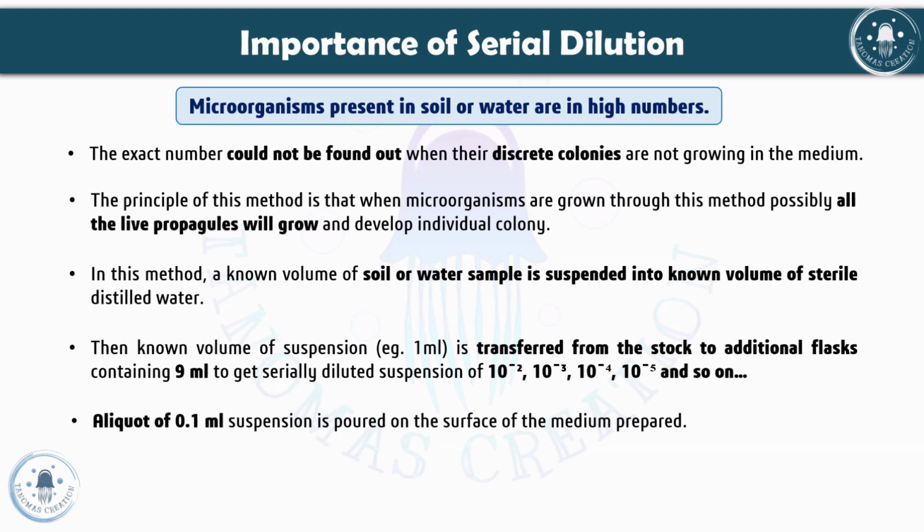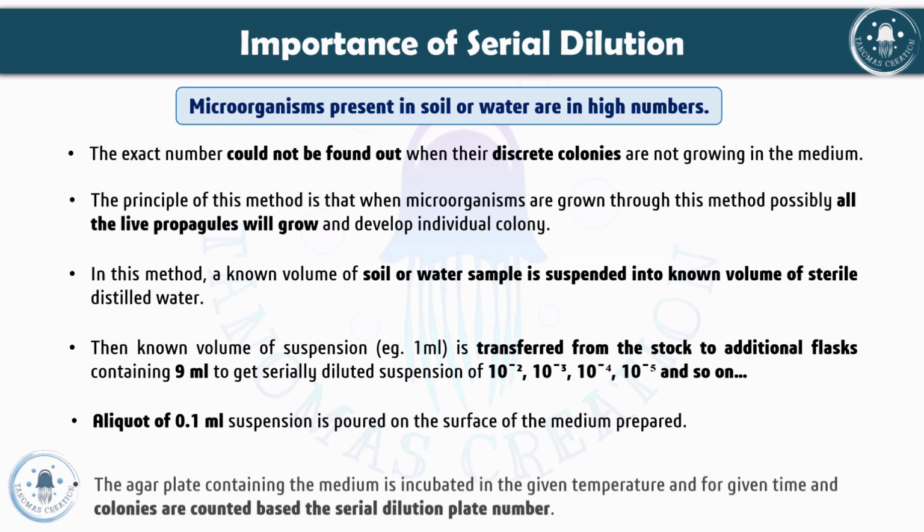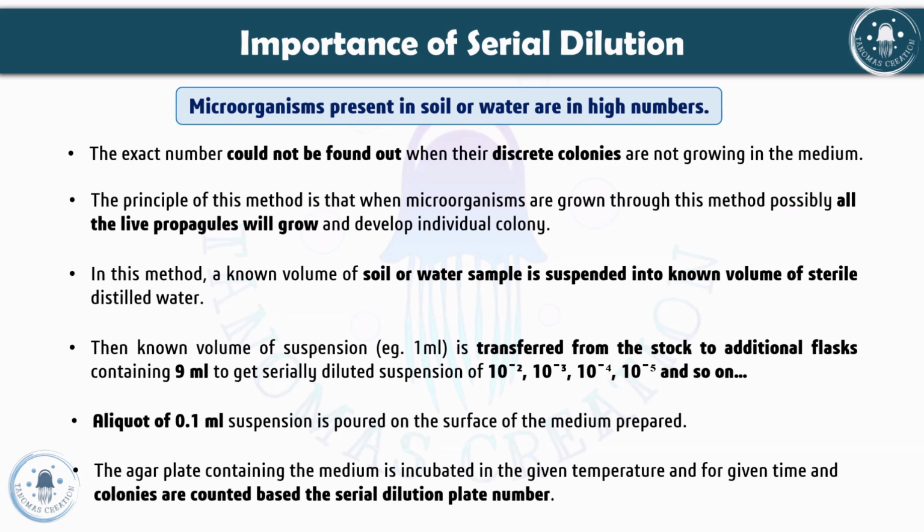So from there, an aliquot of 0.1 ml suspension is poured on the surface of the medium which we have prepared, and this medium is then incubated at a given temperature for a given time, and the colonies are counted based on the serial dilution plate number. Okay, so this is the importance of the serial dilution, because it helps each microorganism grow into a separate colony, which makes it easier for us to count.